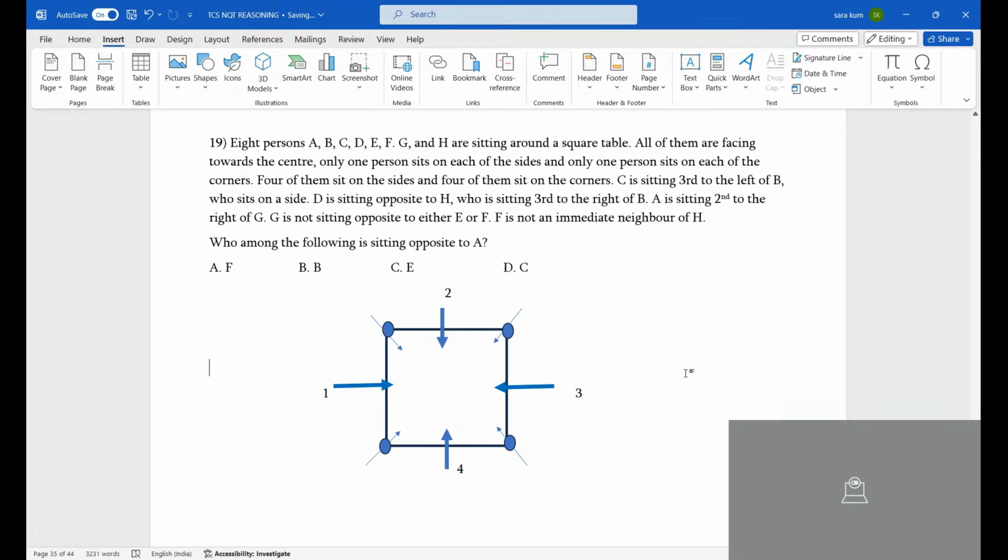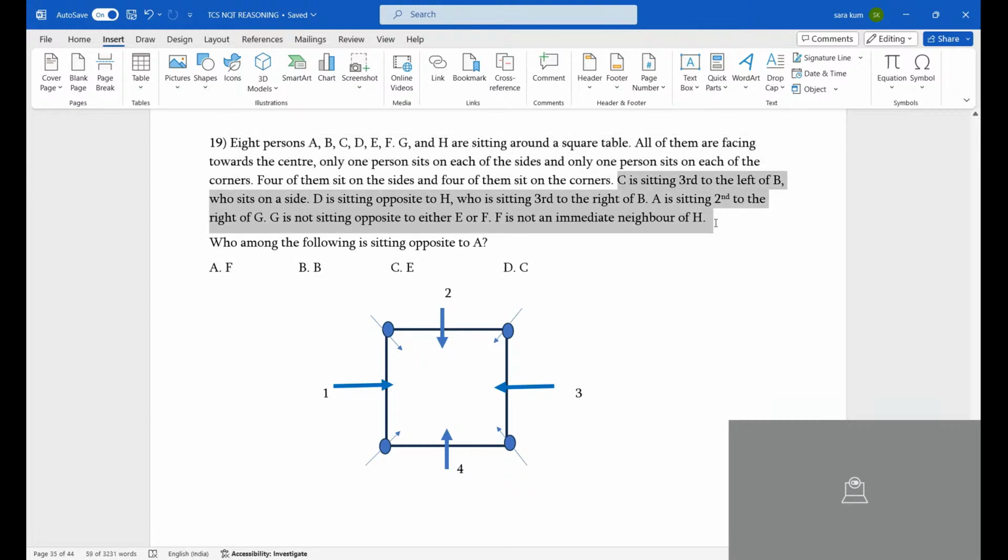So we have eight people. Now let's substitute the alphabets and see how it is done. The first thing they say is eight persons A, B, C, D are sitting. We already know this. All of them are facing the center. Only one person sits on each of the sides, and only one person sits on each of the corners. Up until this, we've understood. Four of them sit on the sides and four of them sit on the corners. Okay, so up until this, we've understood. Now we get into the clues.